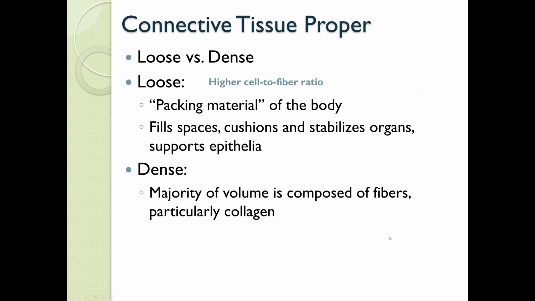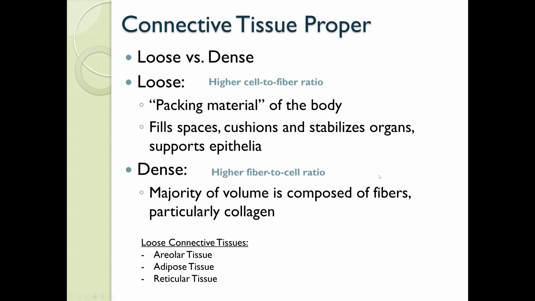So think of loose connective tissue as having a higher cell to fiber ratio, meaning you'll see more cells as compared to the number of fibers that you'll see. And dense connective tissue, you have a higher fiber to cell ratio, so you will see more fibers than you see cells, and that's what makes it dense.